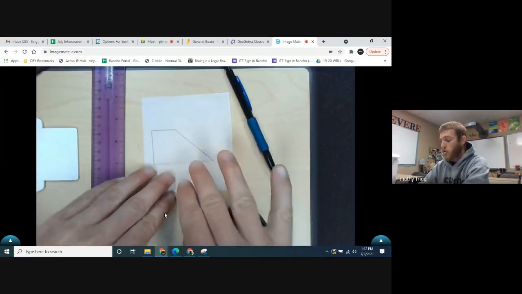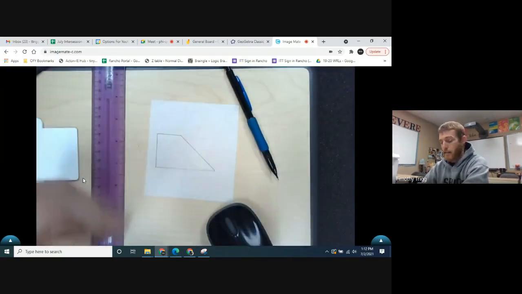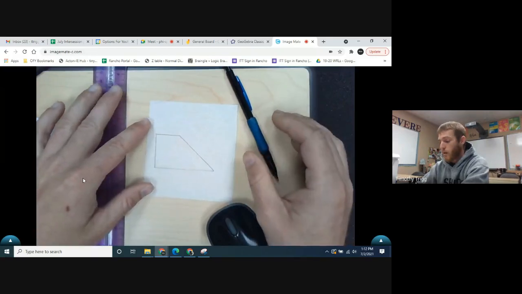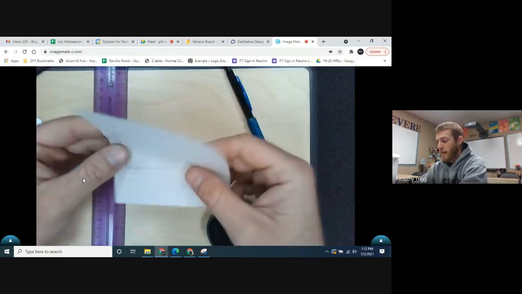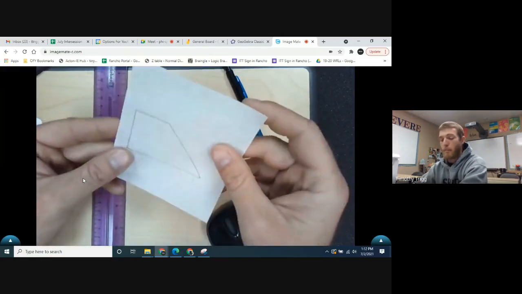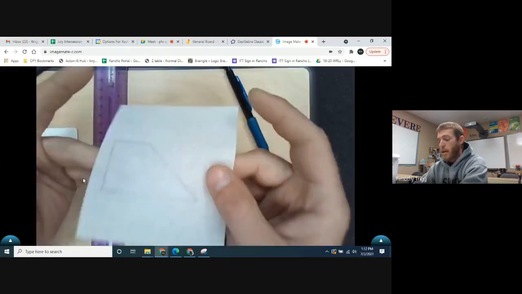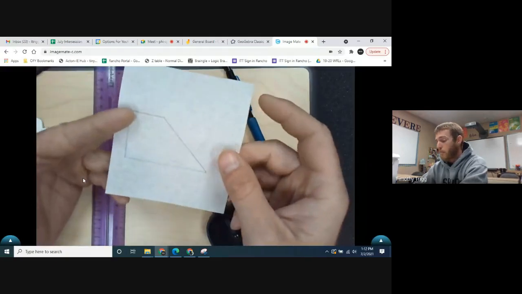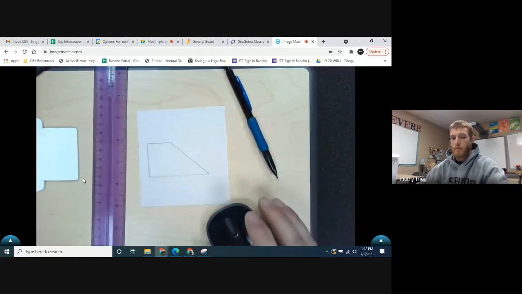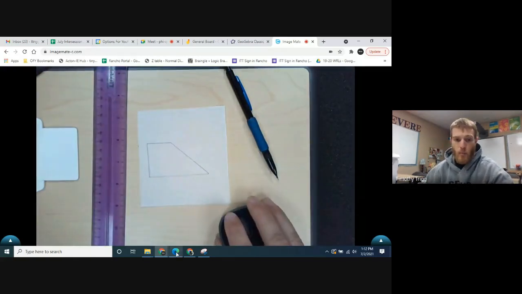Here's a trapezoid, but it's not isosceles. So would this trapezoid have any lines of symmetry? Hopefully you could see that it would not. No matter how I tried to fold it, I could not fold this shape onto itself perfectly. So if it's a trapezoid that's not isosceles, then it will have no lines of symmetry. You want to state that as well.